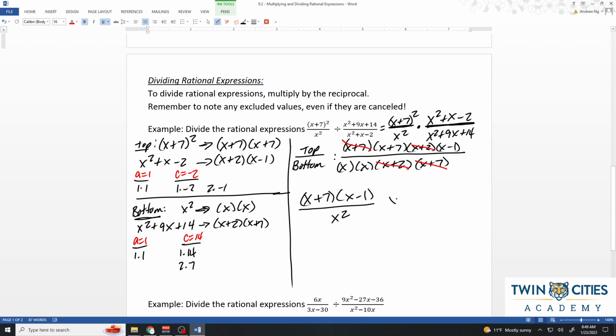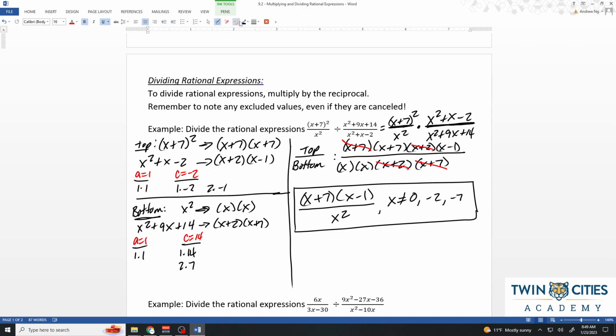But x cannot be, let's see, this would be 0. If x is 0, then it'd be 0 squared is 0, can't divide by 0. So x can't be 0. And then I go through all the things that I divided out as well. So x plus 2, negative 2 would make that 0. And x plus 7, negative 7 would make that 0. So x plus 7, x minus 1 over x squared. X cannot be 0, negative 2, or negative 7.